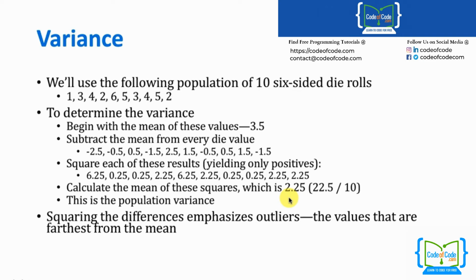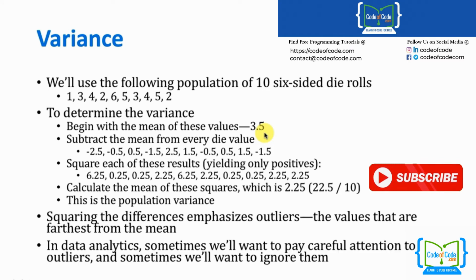Now, when you square those differences, again, that emphasizes the outliers. Those are the values that are the furthest from the original average of all of the data in the population. So when you start getting into data analytics applications, sometimes you want to focus on outliers. So for example, if you are a company that's trying to watch for credit card fraud, outliers would be strange transactions, and you may want to focus on those in a scenario like that.